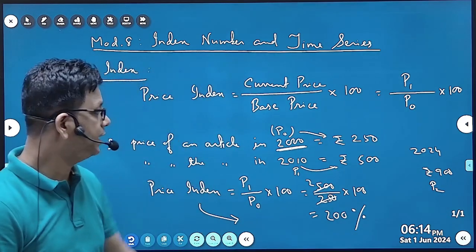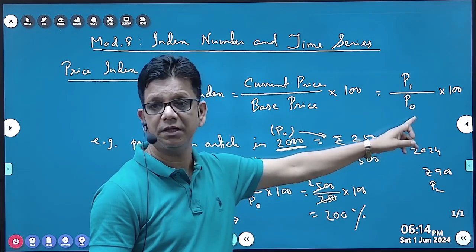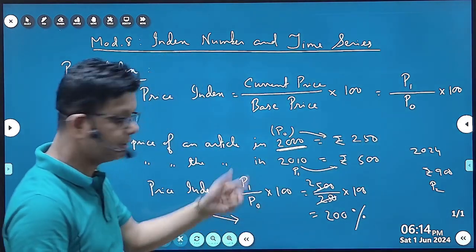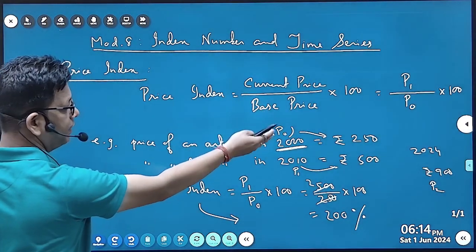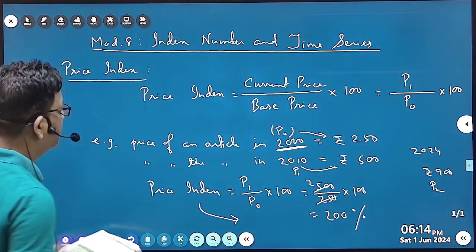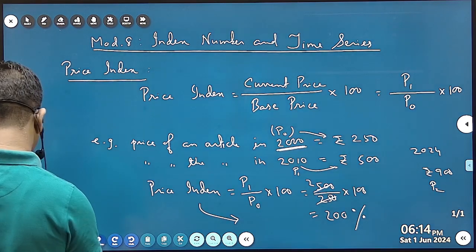Okay, so in that case, it's just P1 to be replaced by P2, P2 by P0 multiplied by 100. So we can find it for many different years, not only for 1 year. Getting it? Now, to find this, we have some table of representations. But the basic concept is this only: current by base price to be multiplied by 100. So let us go ahead with some examples before I continue.